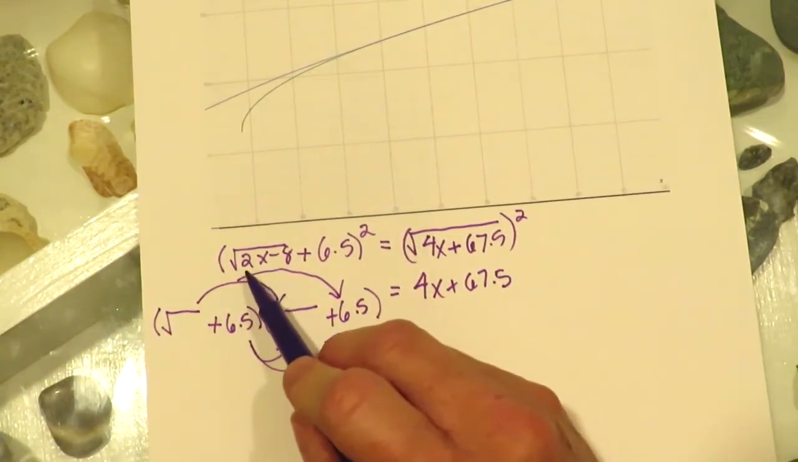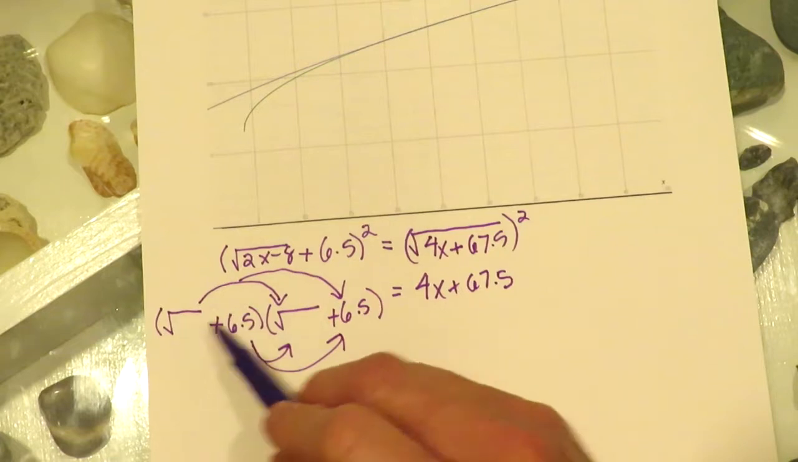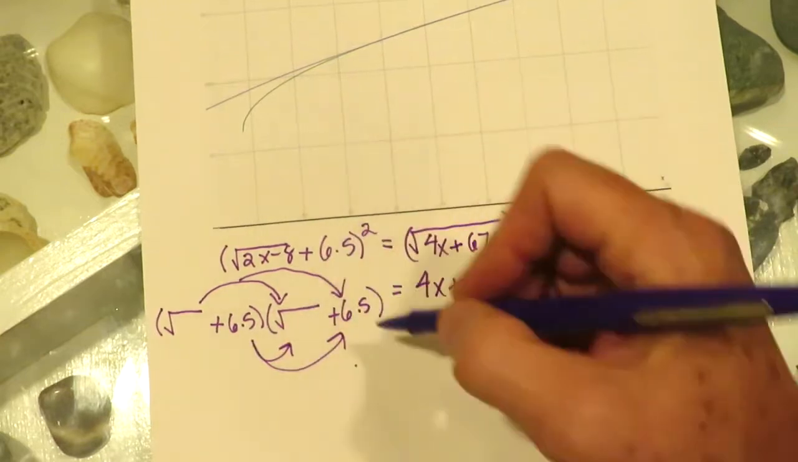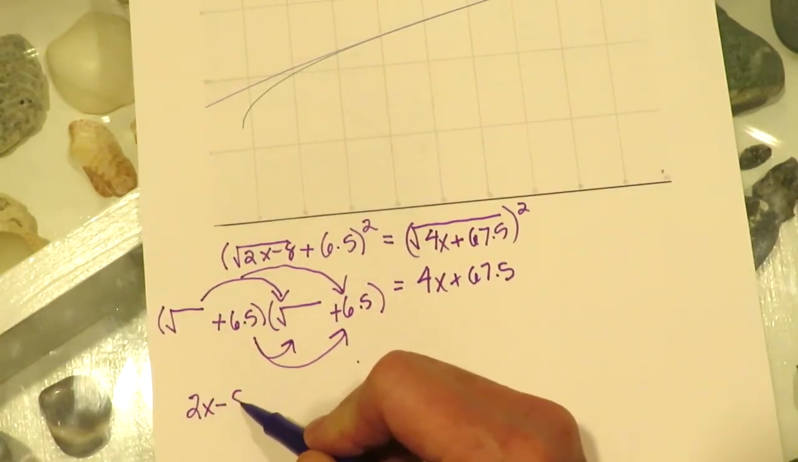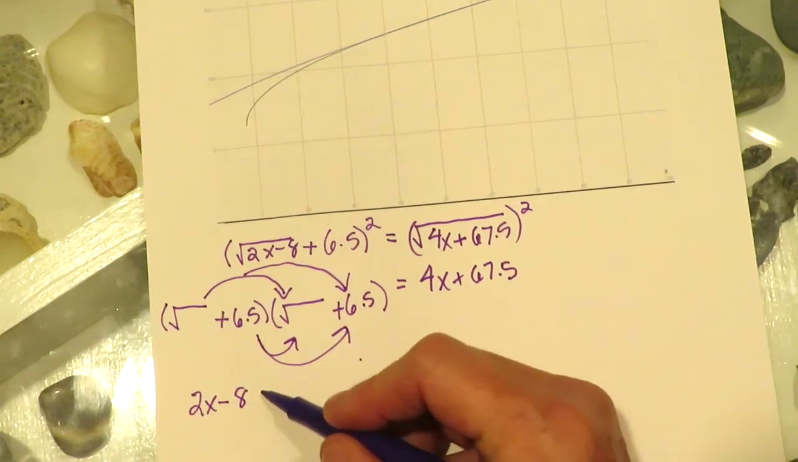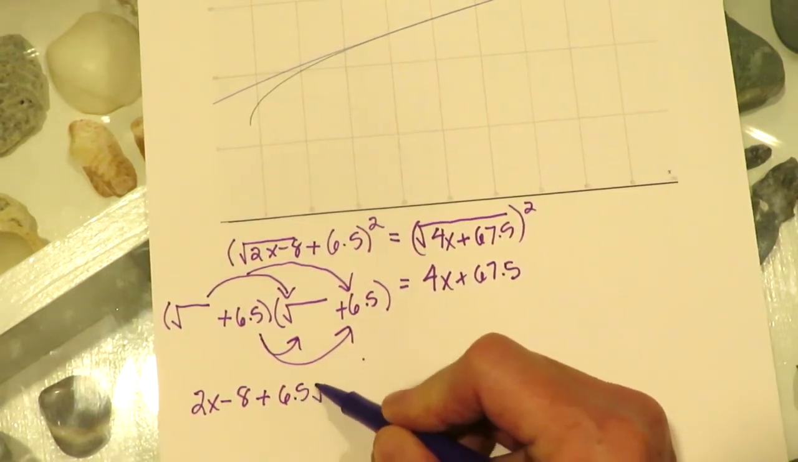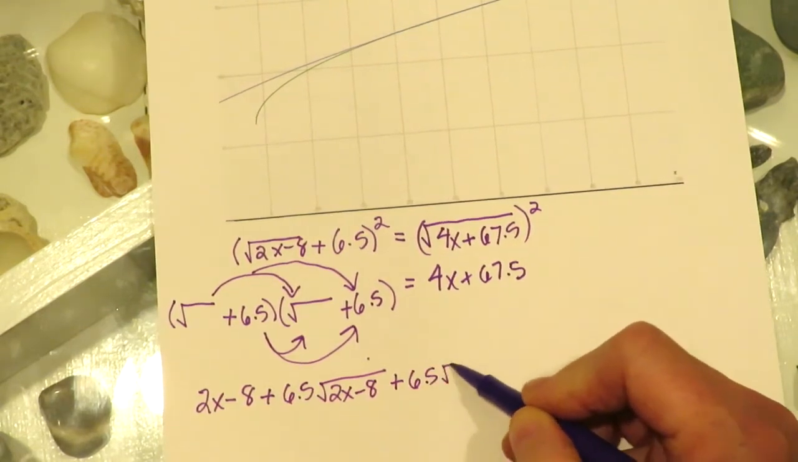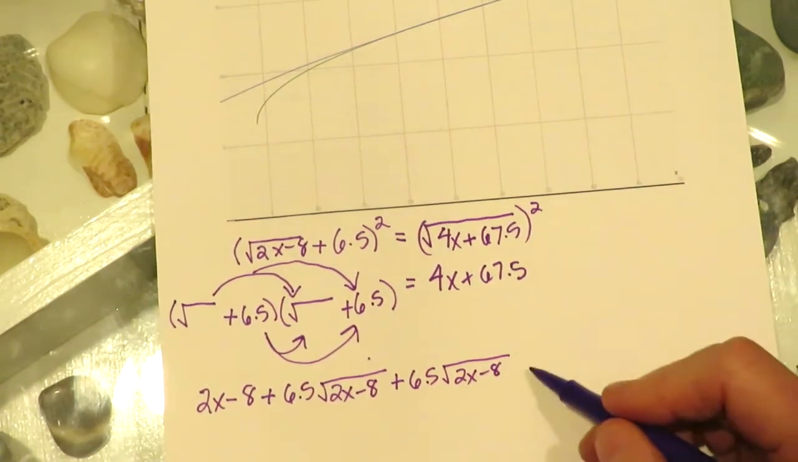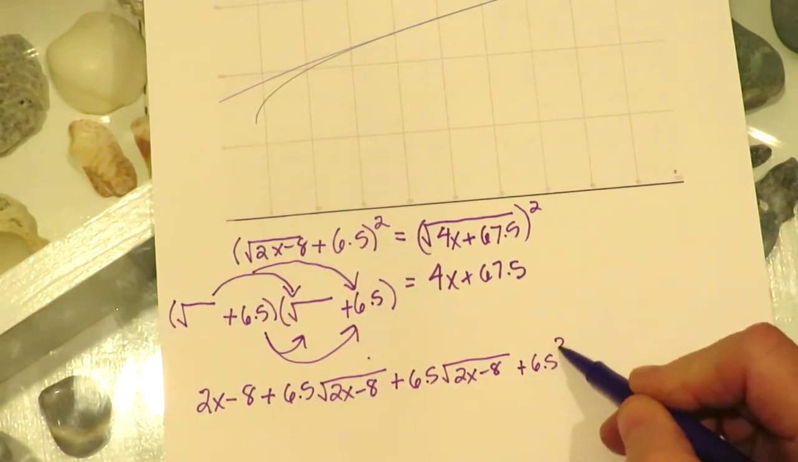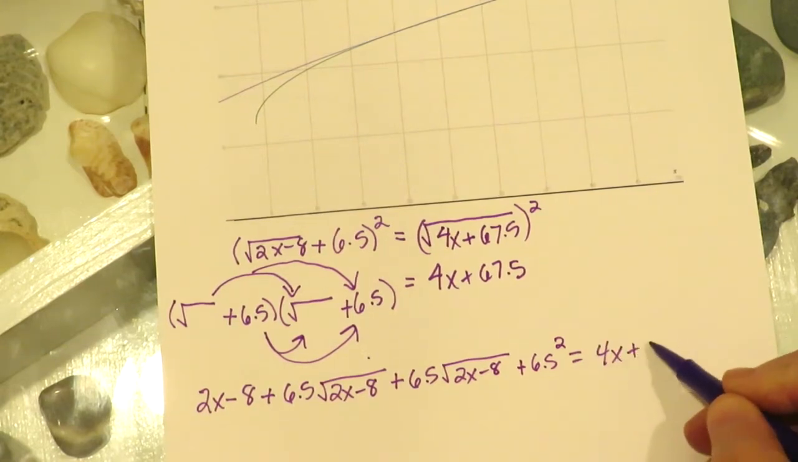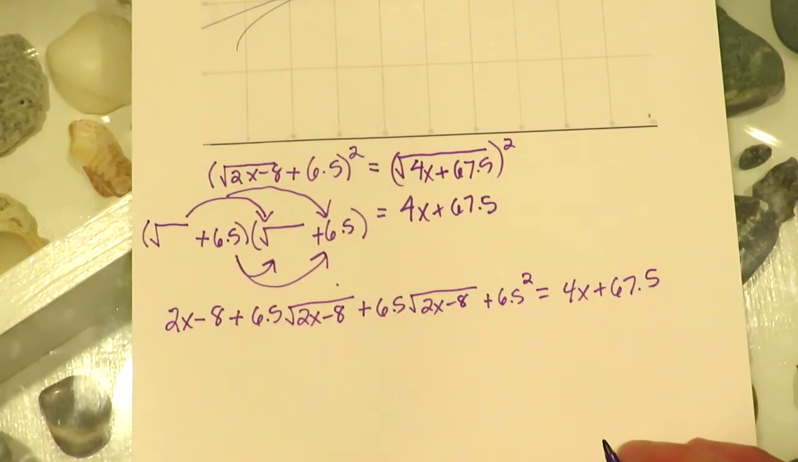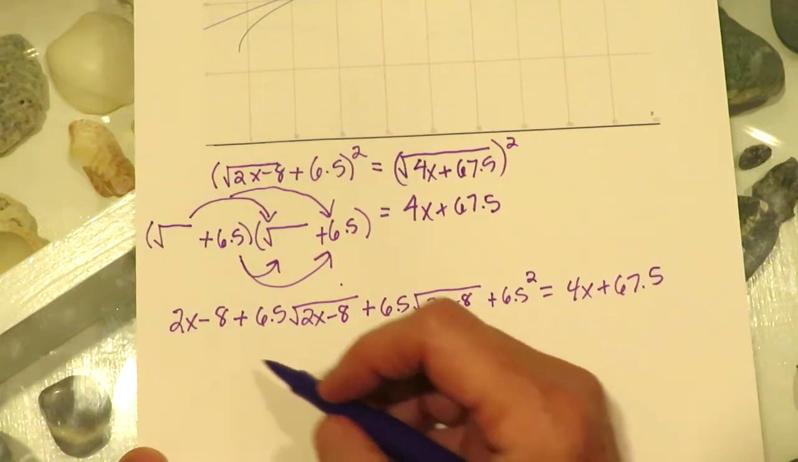And because I have the same thing under both of those square roots, they're both 2x minus 8. When I multiply those two together, I will get 2x minus 8. And then I will get 6.5 times the square root of 2x minus 8 plus a second 6.5 times the square root of 2x minus 8. And then I will get 6.5 squared, and that is equal to 4x plus 67.5. Okay, so yes, quite a mess, but we will continue to clean it up.